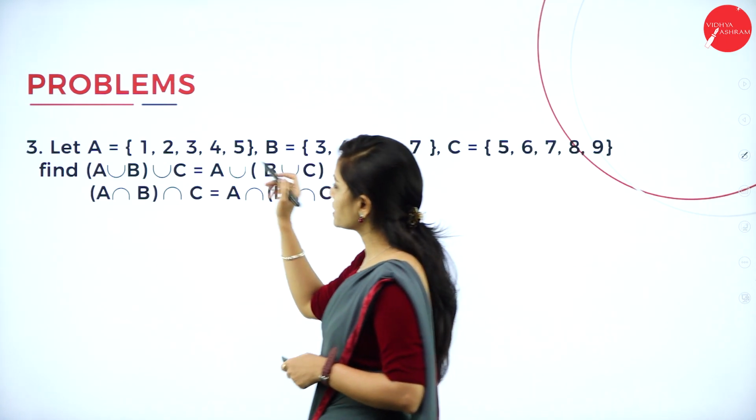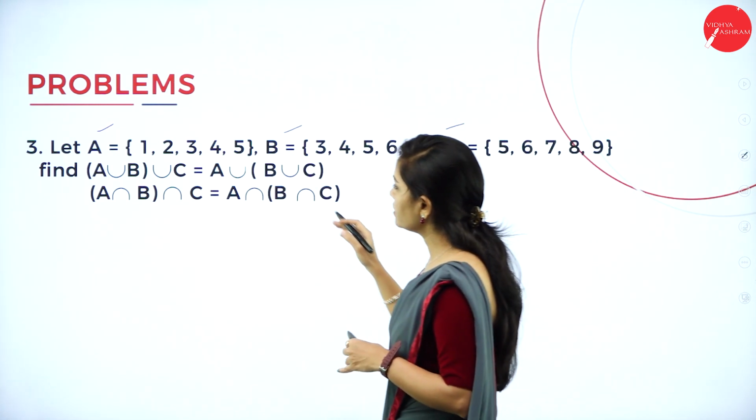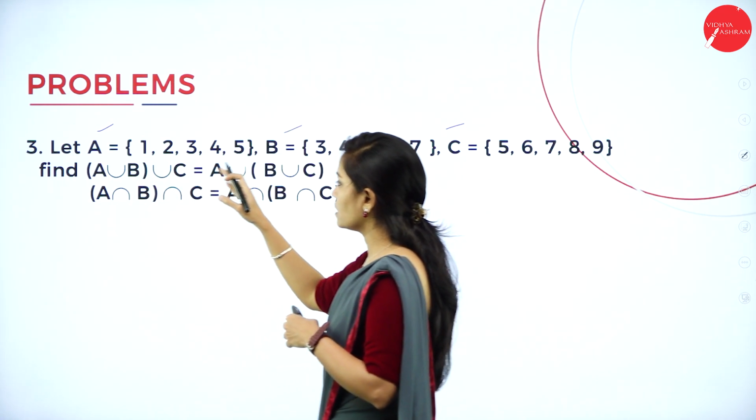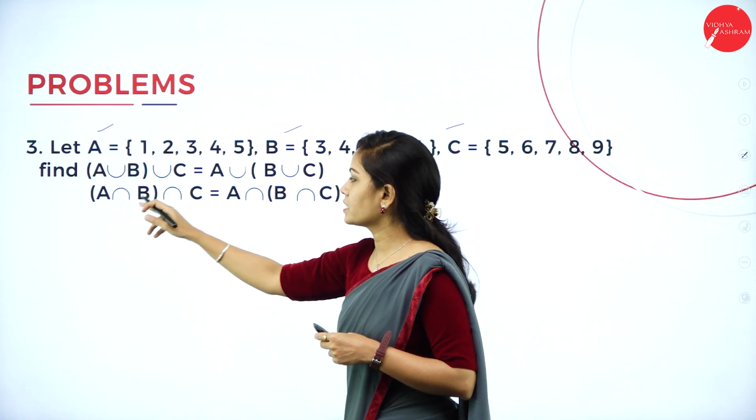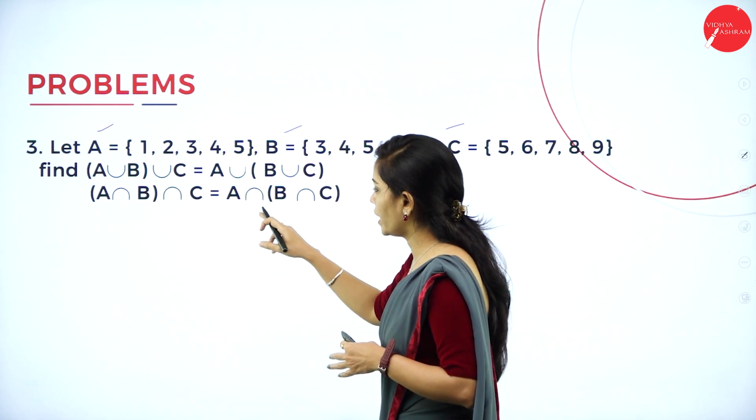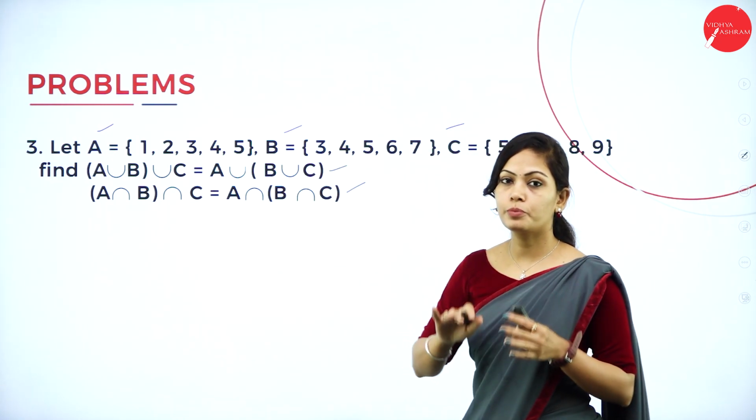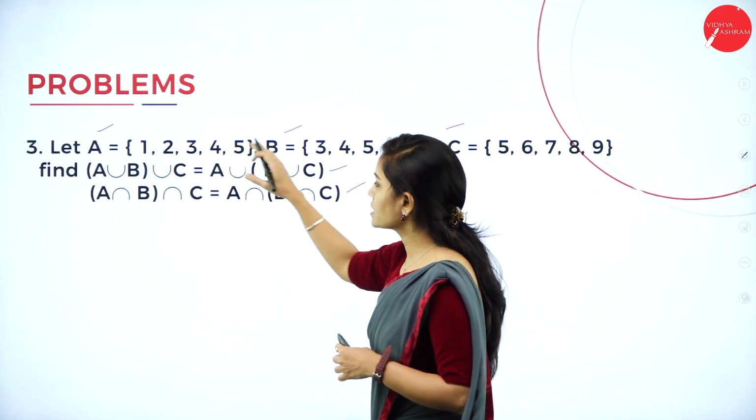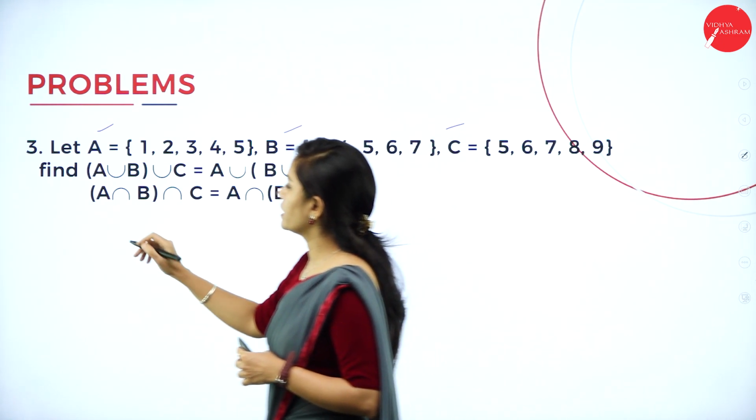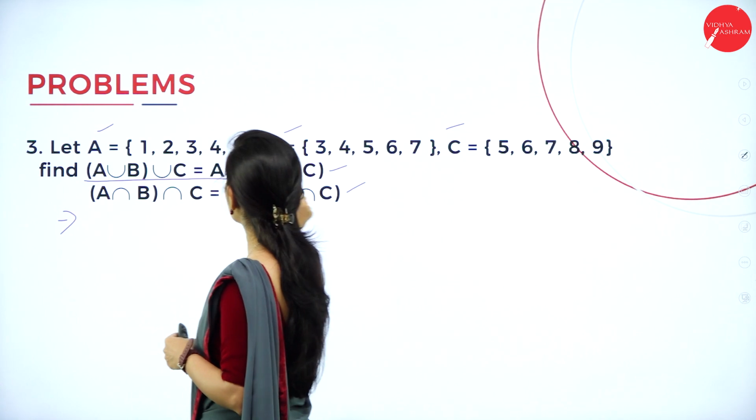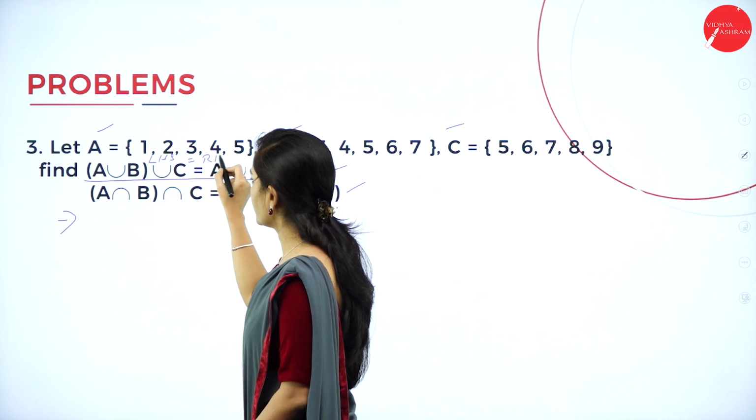Here I have 3 sets, set A, set B and set C. You have to prove that A union B union C is equal to A union B union C, and also prove that A intersection B intersection C is equal to A intersection B intersection C. These laws I already proved in my previous session. Using these set elements, let us see how to prove these theorems. The LHS value should be equal to the RHS value.